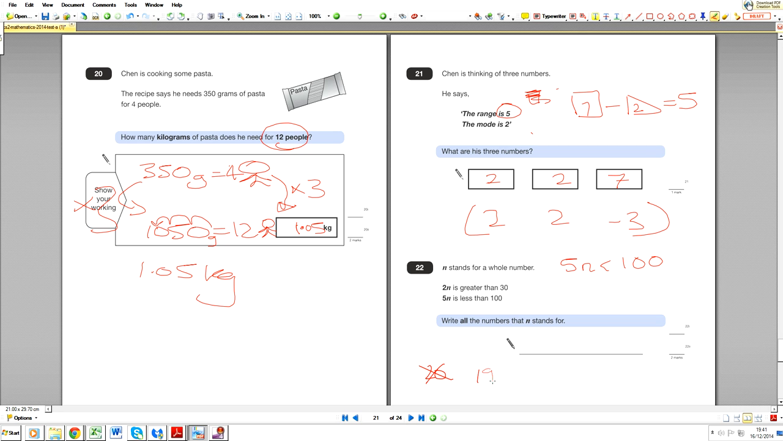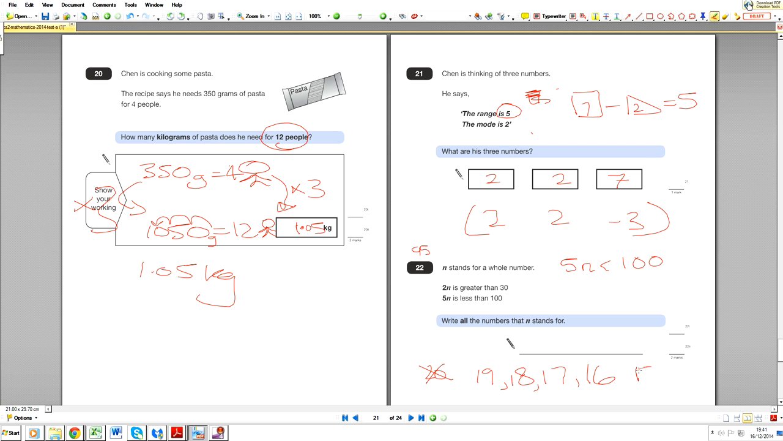Can we use 19? Yes. Okay, so 5 times by 19. What's 5 times by 19? 95. Okay, well done. Now, what about 18? If you put 18 in there, will that give you an answer that's less than 100? Yes. What about 17? Yes. And 16? Yes.